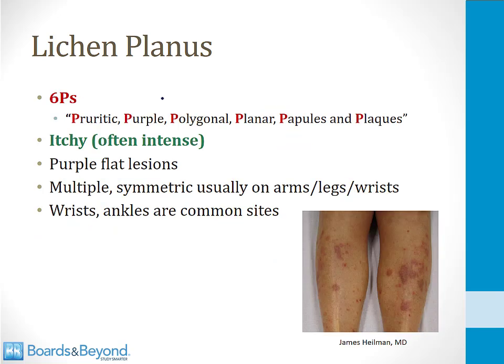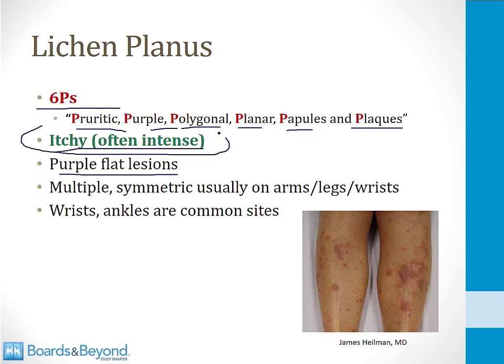Many books will tell you that the symptoms of lichen planus can be remembered by the 6 Ps. Those Ps are pruritic, purple, polygonal, planar, papules, and plaques. Personally, I've never found this that helpful. How I always remember this is that these are purple, flat lesions that are very, very itchy, often intensely itchy, and this is a key clinical finding, especially in board questions. Like I told you before, erythema nodosum and other disorders can be painful. In the case of lichen planus, it will be itchy.